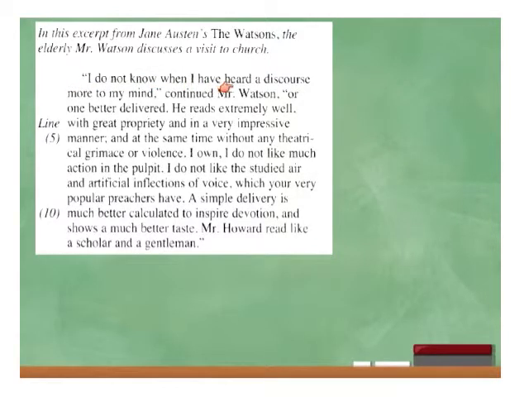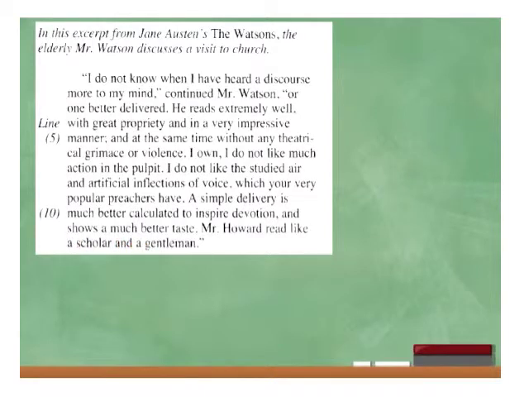I do not know when I have heard a discourse more to my mind, continued Mr. Watson, or one better delivered. He reads extremely well, with great propriety, and in a very impressive manner, and at the same time, without any theatrical grimace or violence. I own I do not like much action in the pulpit. I do not like the studied air and artificial inflections of voice which your very popular preachers have. A simple delivery is much better calculated to inspire devotion and shows much better taste. Mr. Howard read like a scholar and a gentleman.